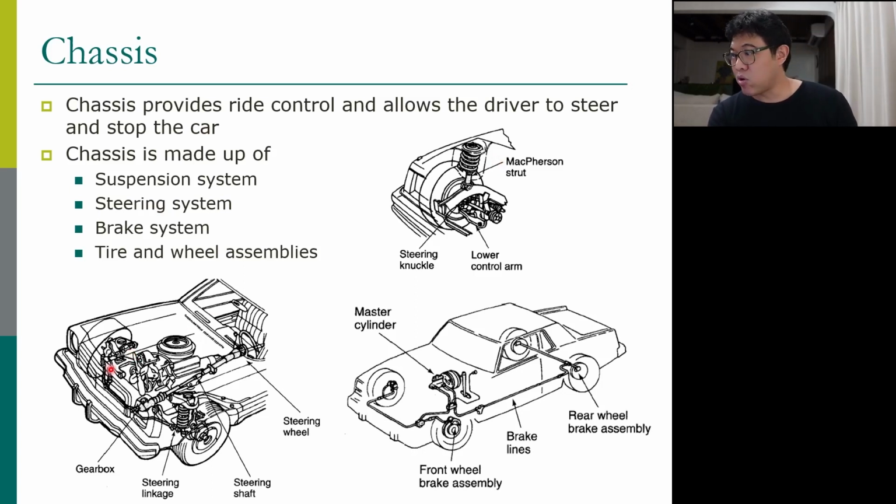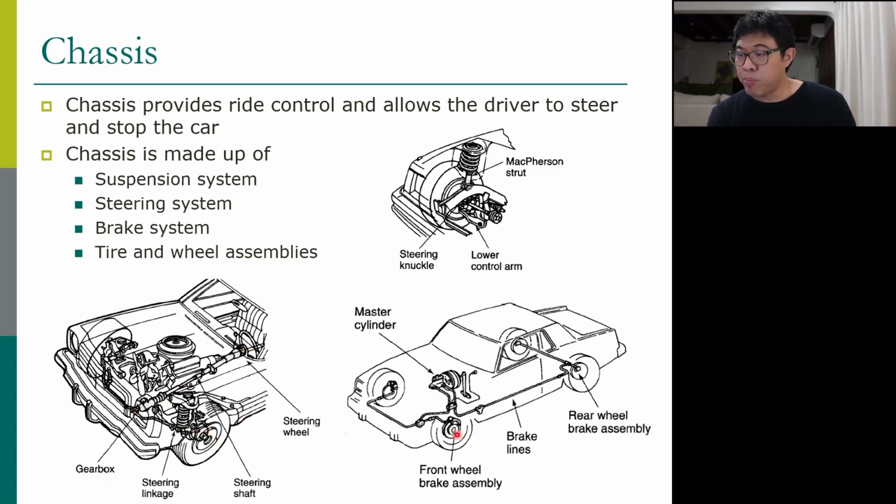We also have the steering system. Basically, when you turn the steering wheel, the thing the driver turns, the front wheels can turn right and left. So there is a system for that. We call it the steering system. It transfers the movement of the steering wheel to the front wheels.